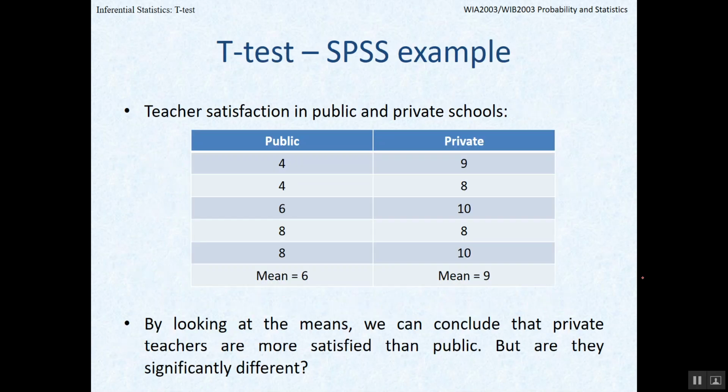So here's another example. Teacher satisfaction in public and private schools. There was a survey done to see how satisfied teachers are who are working in the public and private sector. The first column is the public sector, the mean was 6, and private, the mean was 9. This is in terms of satisfaction, right? Possibly they used a scale of agree, disagree, and things like that, so those values are put in here. By looking at the means, we can conclude that private teachers are more satisfied than public.